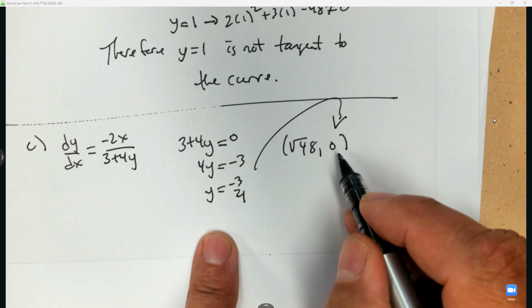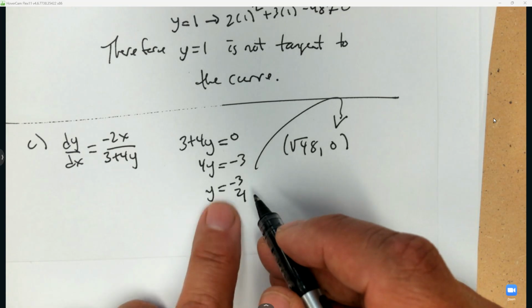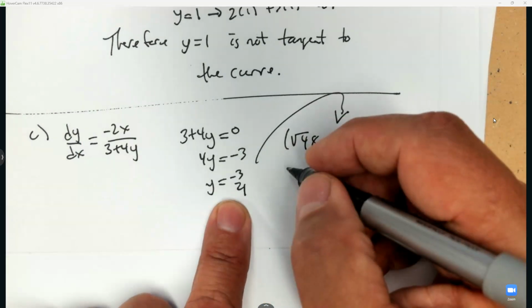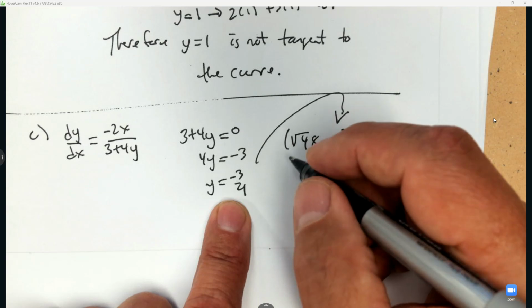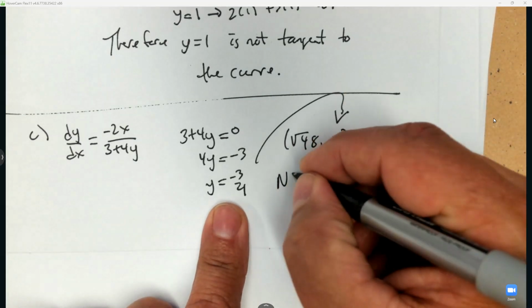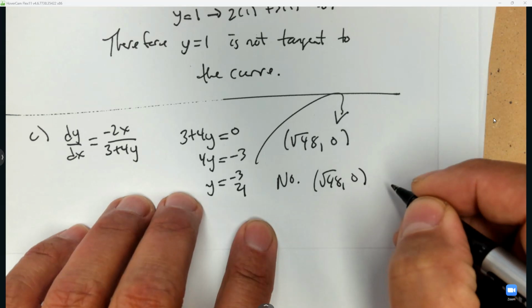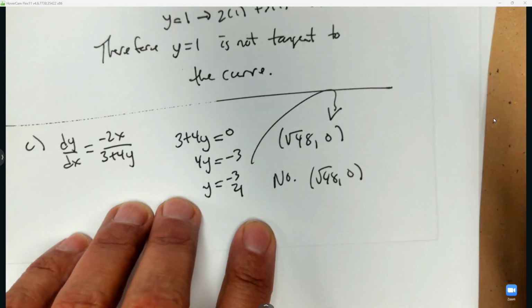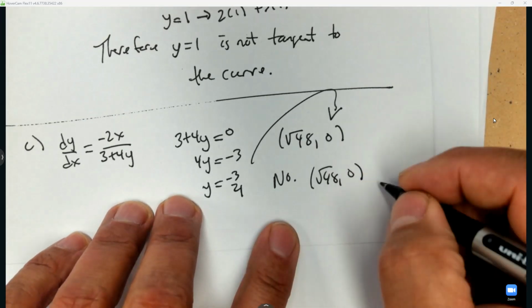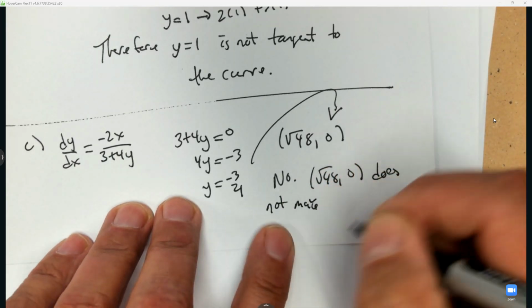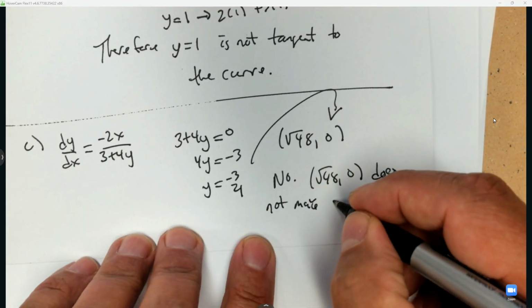Here the y coordinate is 0. In order for there to be a vertical line, the y coordinate would need to be negative 3/4. So the answer to this would be no. Root 48, 0 does not make a vertical line or vertical tangent.